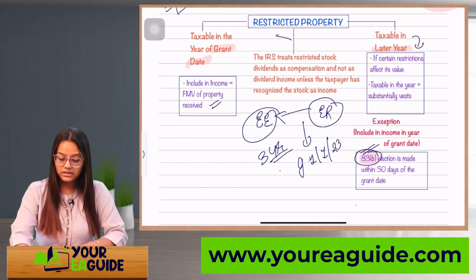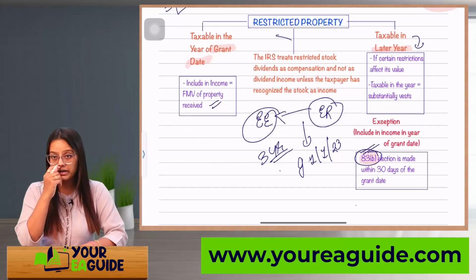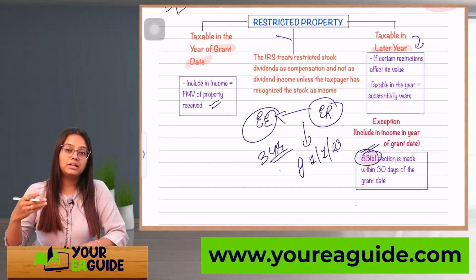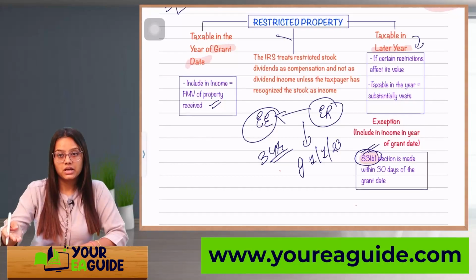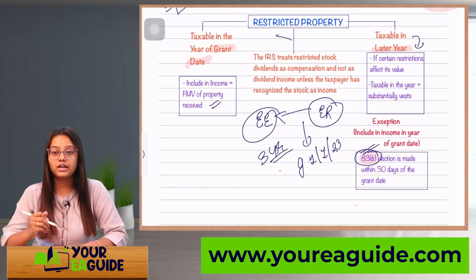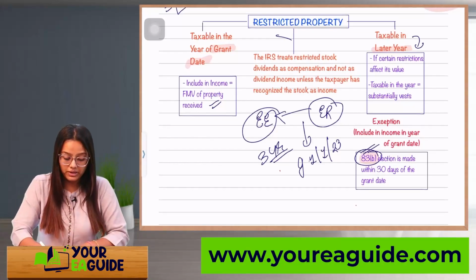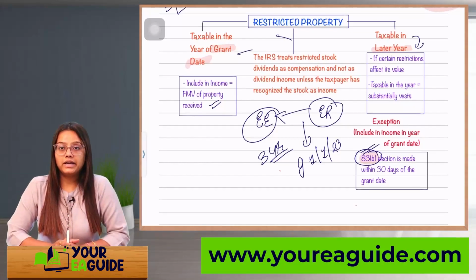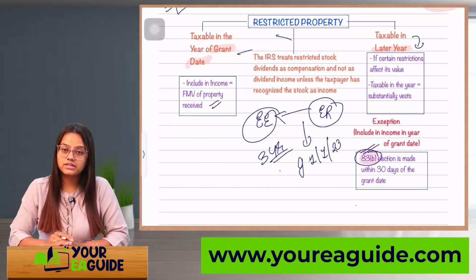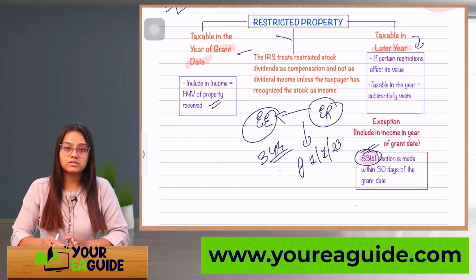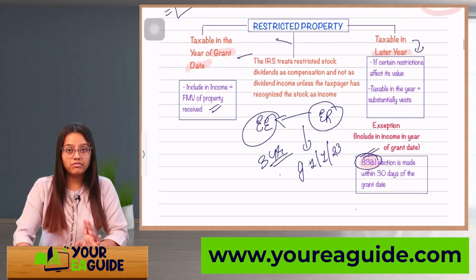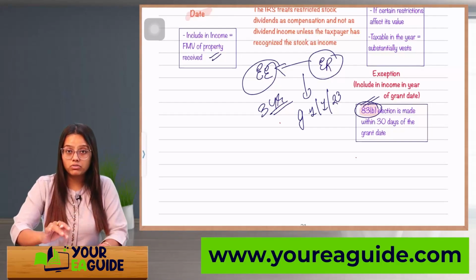So it is taxable in the later year if certain restrictions affect its value. The taxable year will be the later year when it vests. But you have one benefit: you can make an 83B election and make it taxable in the current year. Okay, so the IRS treats restricted stock dividends as compensation and not as dividend income unless the taxpayer has recognized the stock as income. This I have explained very well in the class. Just a quick overview I am giving.